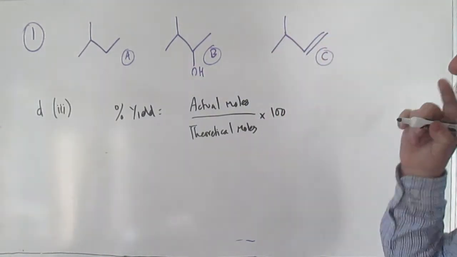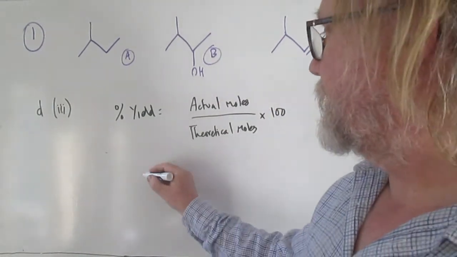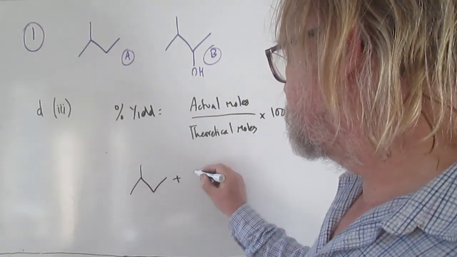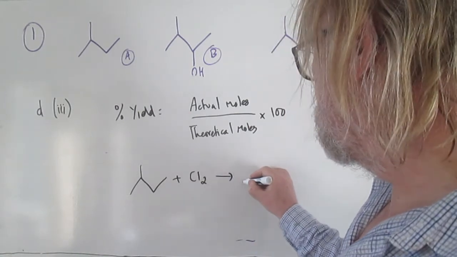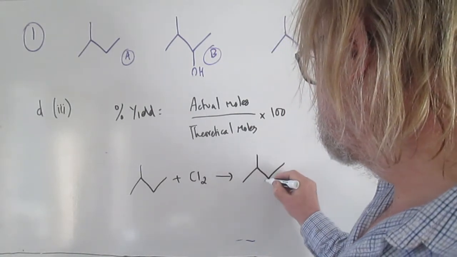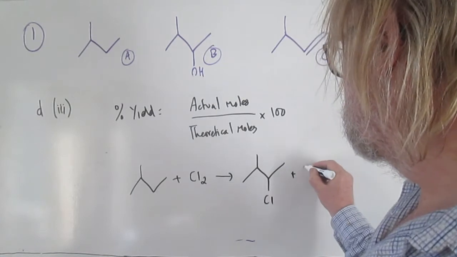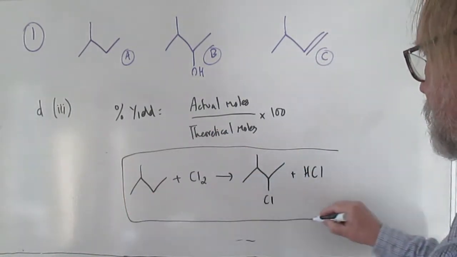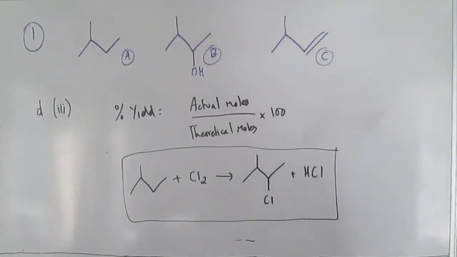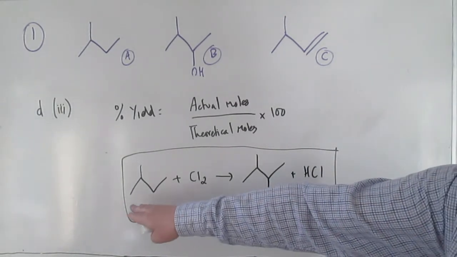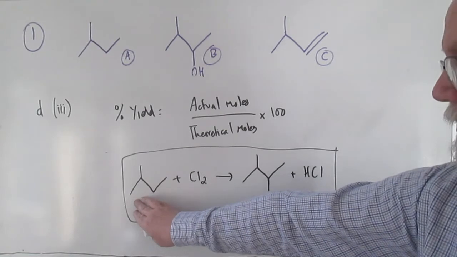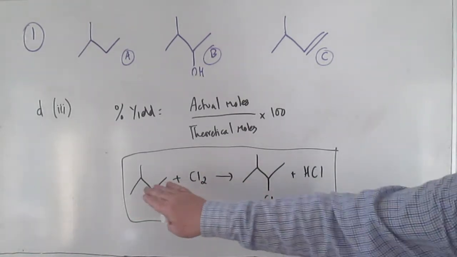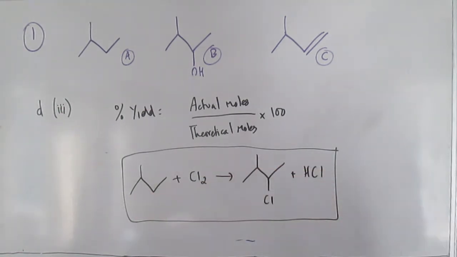So if you remember, the equation that you wrote down for reaction A was this, plus Cl2 goes to the compound you want, which is that, plus HCl. So based on that equation, you would say, right, that's great. Theoretically, it tells you however many moles of this you've got at the beginning, you should get the same number of moles of your desired product, because each mole gets turned into that.